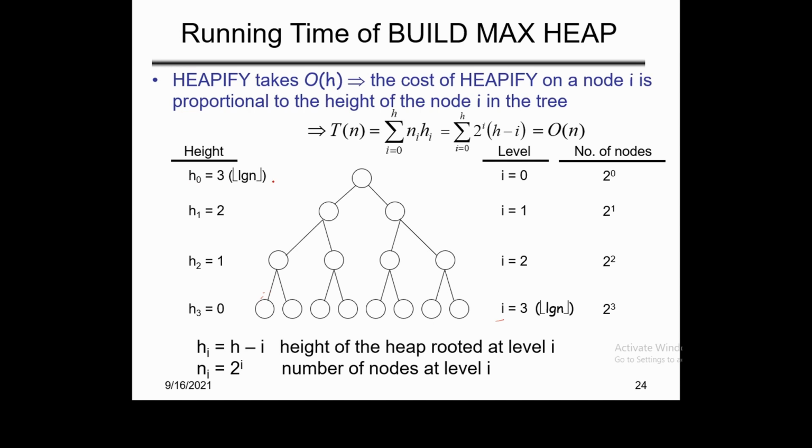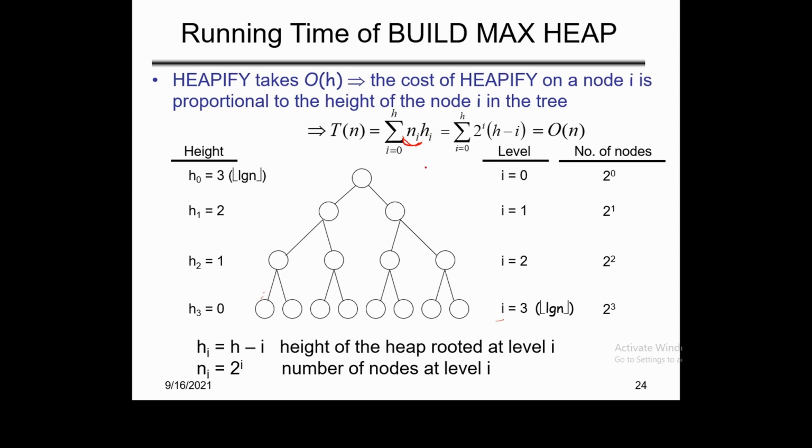So just here, reduce over i, it is 3 minus 0, it is 2 minus 1, it is 1 minus 2. The height of the heap rooted at level i will be the total height minus the level value. So at this, it will be 3 minus 0. At this level, 3 minus 1, 2, 3 minus 2, 1, 3 minus 3, 0. So what will we do? We will simply find out the total number of nodes, how many are there at level i, that is 2 raised to power i. And what is the height of that level? Exactly how many comparisons are happening there basically. So height will be h minus i.